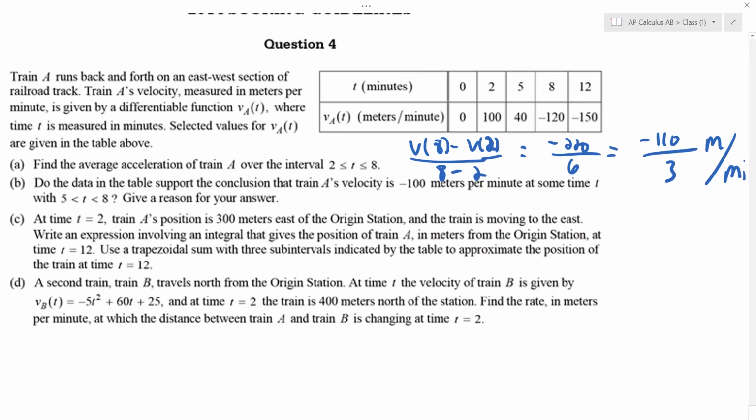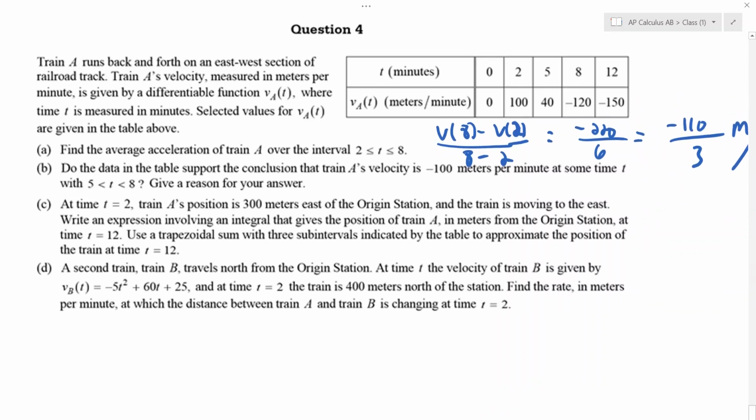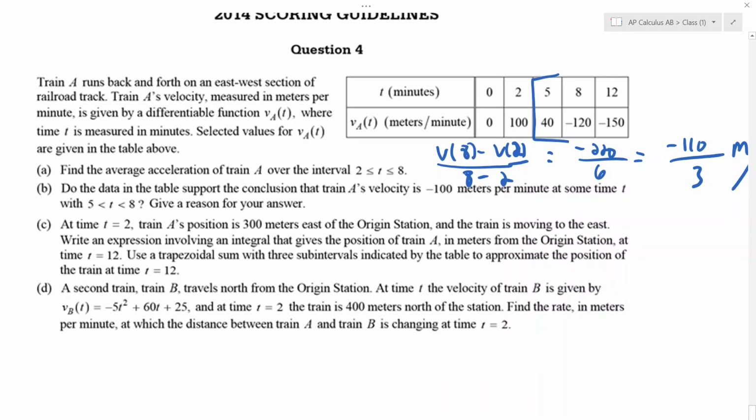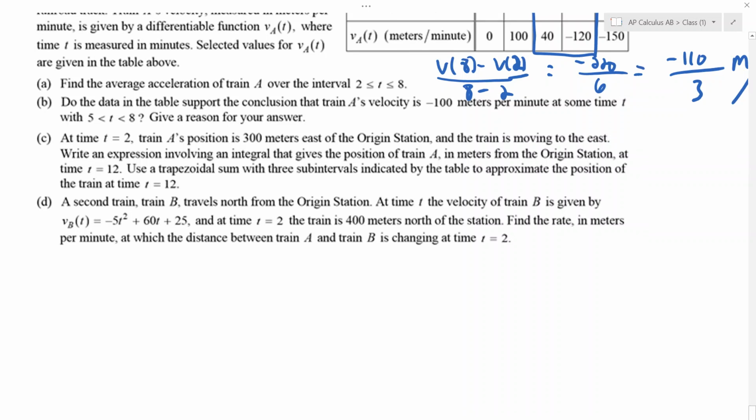B, do the data in the table support that the velocity has to be negative 100 meters per minute at some time between 5 and 8? And you're going to say, heck yeah, it does, because it goes from 40 to negative 120. And we know that V is continuous because it's differentiable. So we've got to say all that. If I were you, I'd start with that.